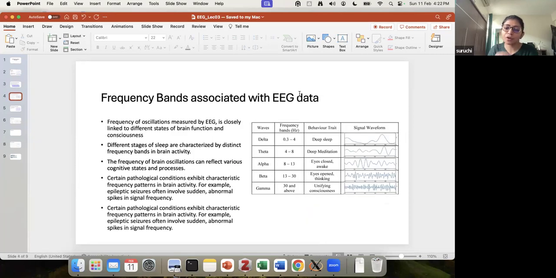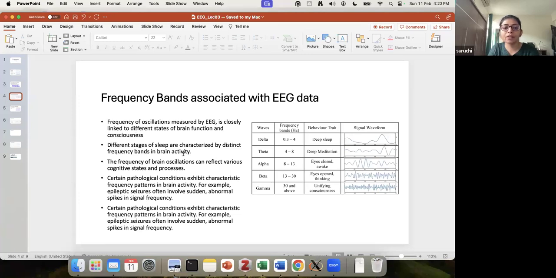So we talk about ranges when we talk about biological systems, right? We can't talk about one unique frequency for one state. We talk about a range. So 0 to 4 is delta, it could be anywhere like that. Then theta is 4 to 8, alpha is 8 to 13, then beta, and then gamma. And that's why frequency is very interesting, right? The fact that your brain is giving you voltage of a certain frequency means something important. That is why we do EEG in the first place. It gives you information about different states of brain function and consciousness.